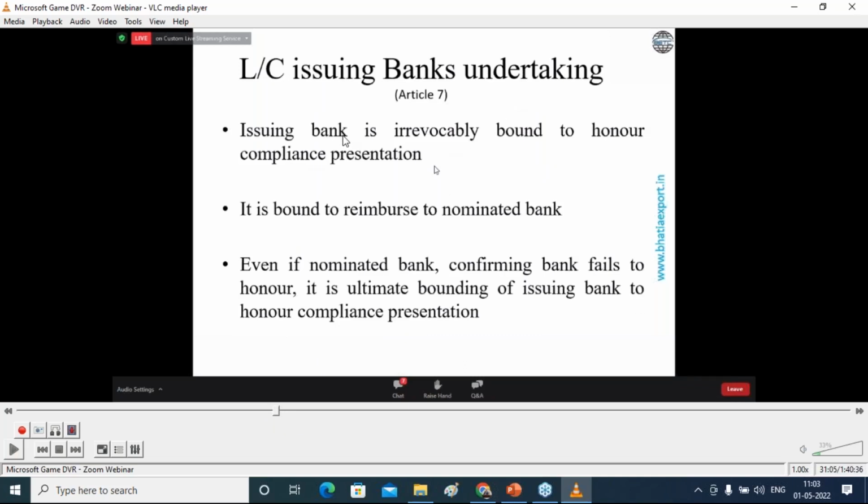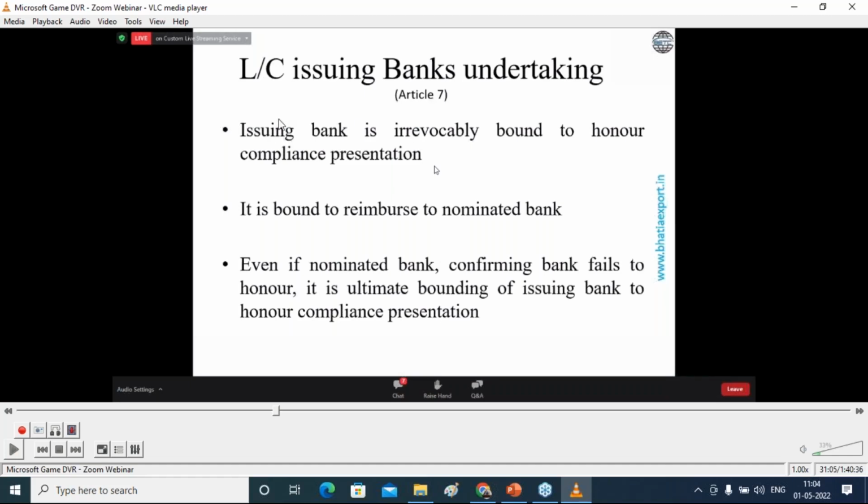Here the issuing bank means the LC opening bank. The LC opening bank is irrevocably bound to honor a complying presentation. That is as per Article 7. Means that is the binding. The bank has to make the payment. That is an obligation on the bank. That is why the LC is a contract agreement between the bankers. The bankers are agreeing to make the payment. That is an obligation they have taken on behalf of the applicant to make the payment to the beneficiary on particular due dates, subject to compliance of the documents.